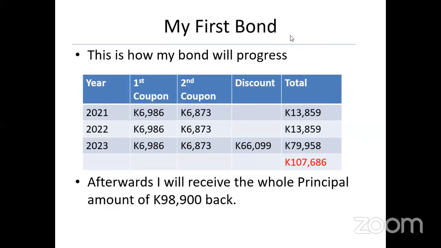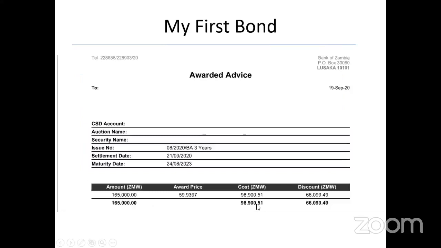Mlenga, your hand is up. You can unmute your mic. Good morning. Okay, I'm a little bit behind. Let me take you back a little. You said, for example, you deposit 165 in your CSD account, and then you find that the face value is actually lower than the amount you deposited, which is 98, right? Where does the 66 go?